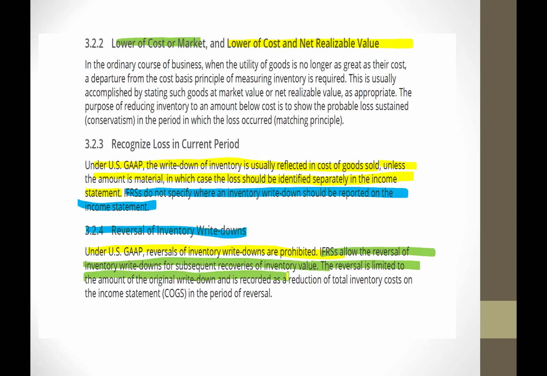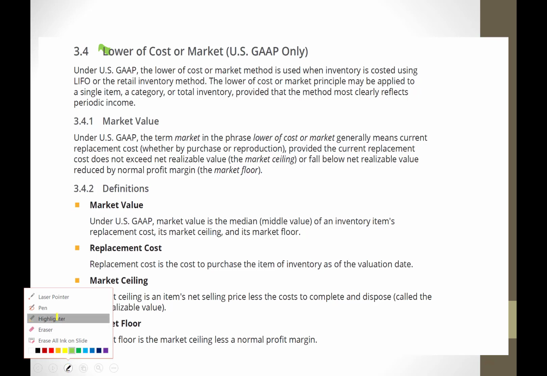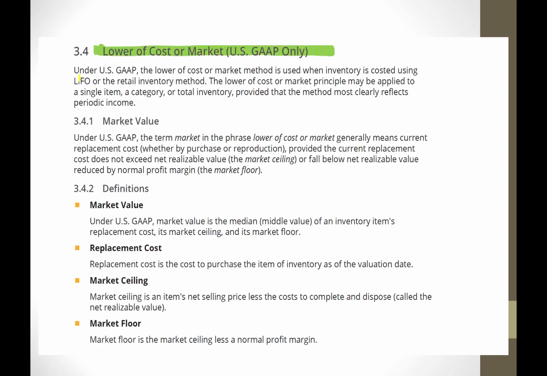Now you come over and you take a look at the lower of cost or market. Lower of cost or market is what we use for US GAAP only, okay? And it's not even all US GAAP. It's two specific methods, LIFO and retail method, which we'll look at both of these a little bit later. This is when you have to use this approach that we're about to talk about, lower of cost or market. Any other inventory methods, you should simply go ahead and use the lower of cost or net realizable value.